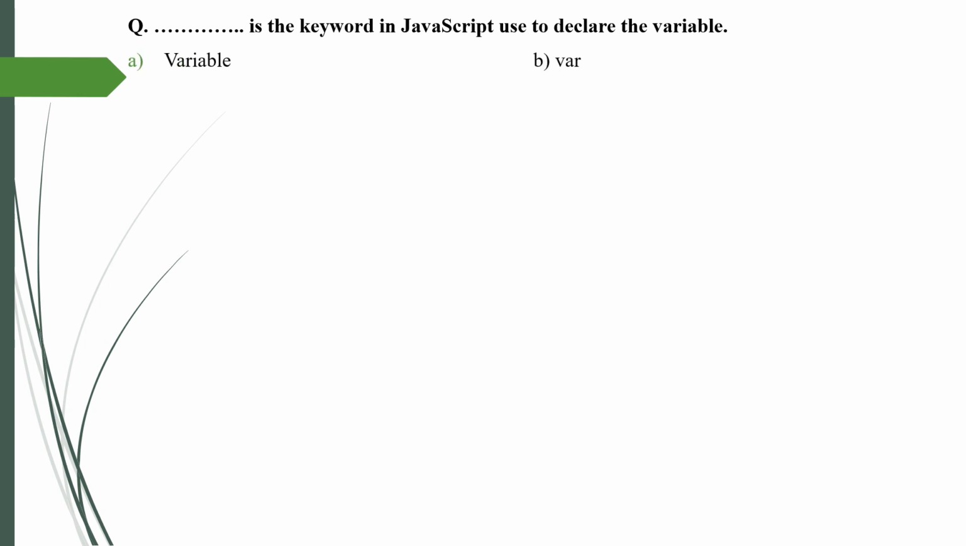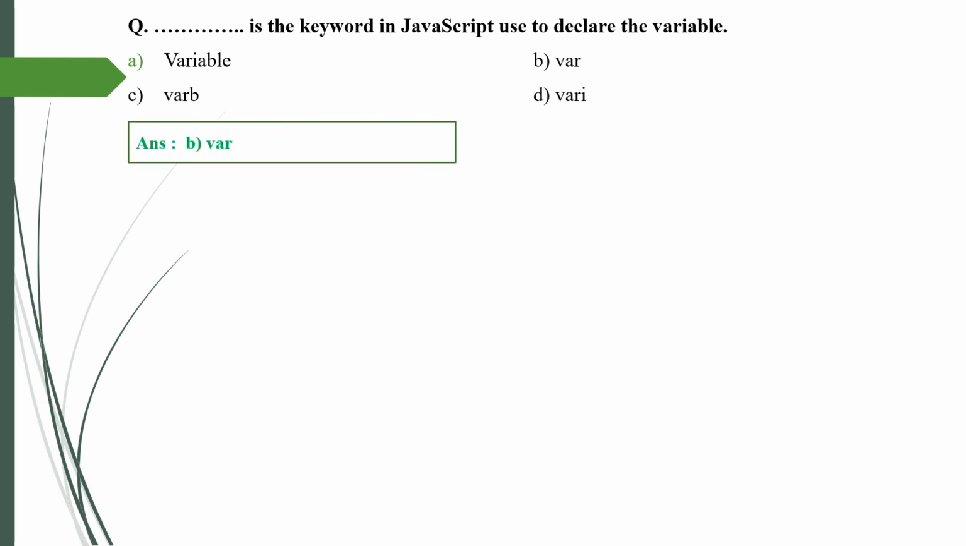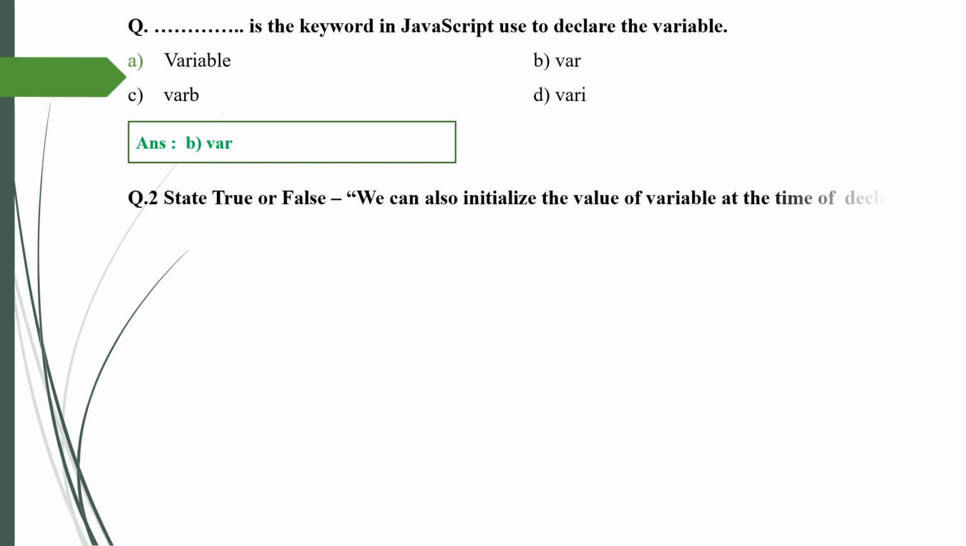Next we have some MCQs. First is: dash dash is the keyword in JavaScript used to declare the variable. Options are variable, second option var, third option where, and last option vary. So answer of this question is where. Where is the keyword in JavaScript used to declare the variable.